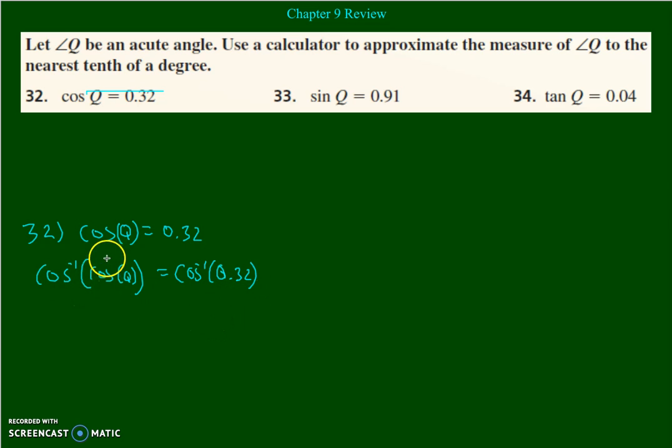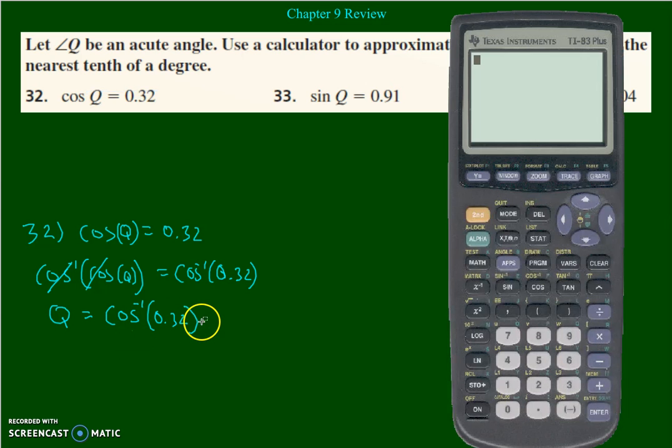The arc cos of cos, these guys undo each other, so we're left with Q on this side, and that equals the arc cosine of 0.32. You could also write ARC-COS if you wish, but this is a little quicker. And now we plug this directly into our calculator.